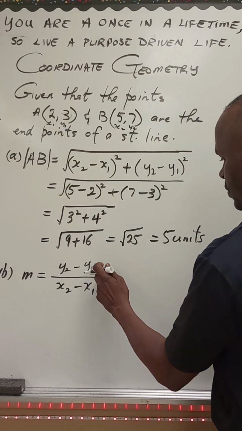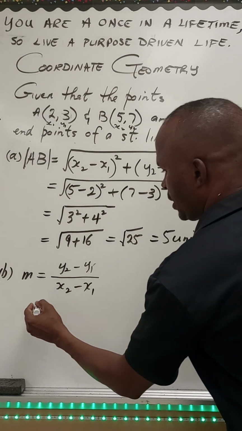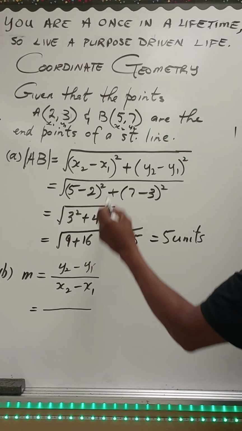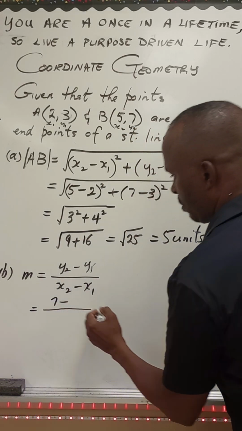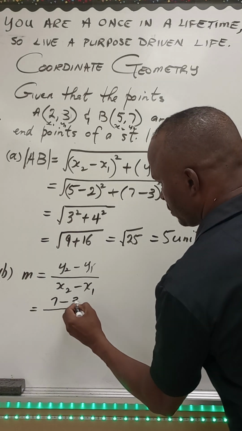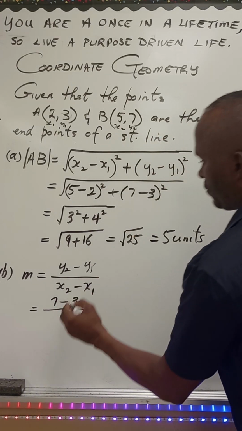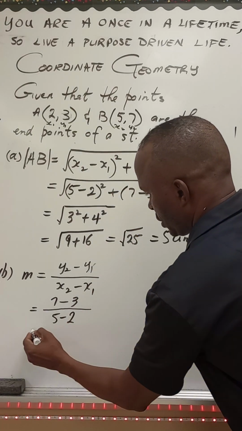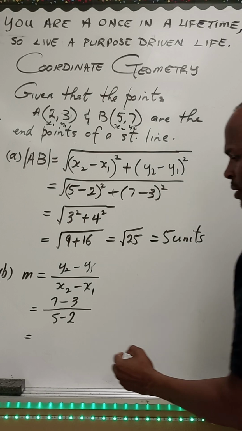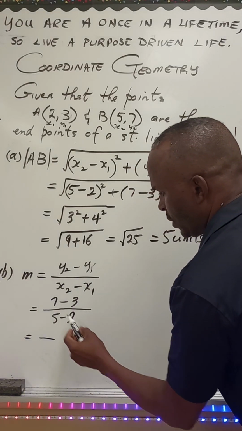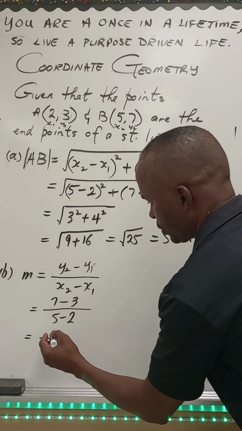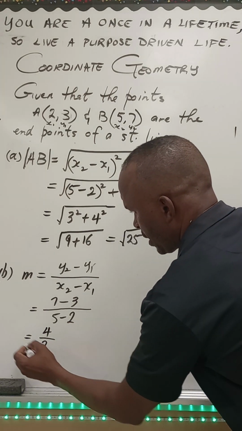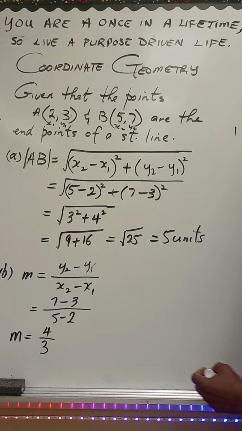We're going to have, when we substitute, y2 is what? 7, minus what's y1? 3. What's x2? 5. And what's x1? 2. So in other words, we have to simplify the top. The 7 minus 3 is 4, and 5 minus 2 is 3. So our gradient is really 4/3. We can leave it like that.